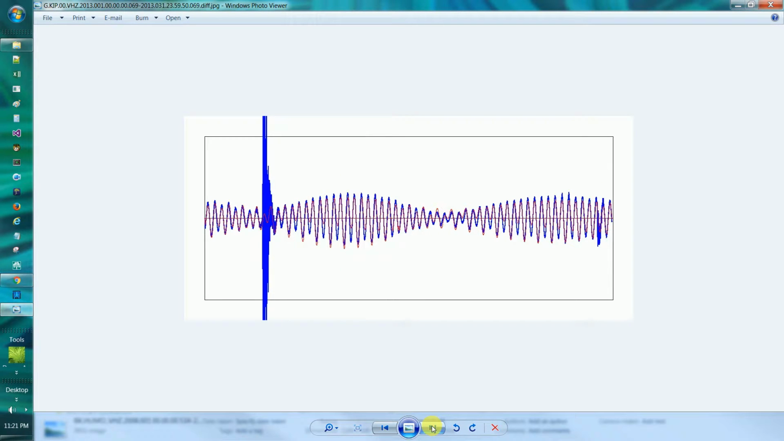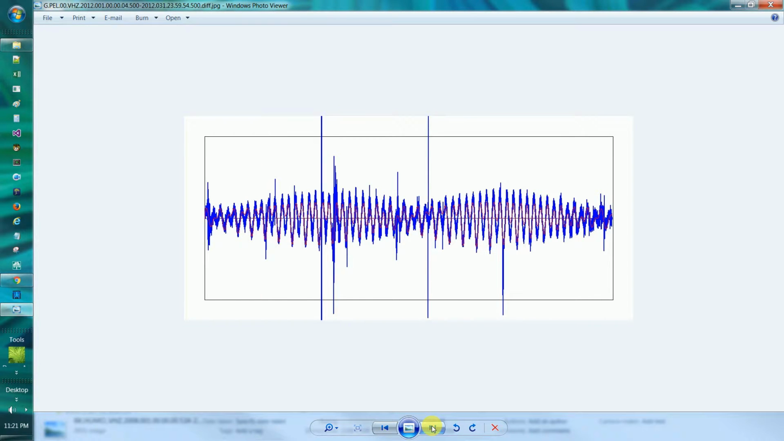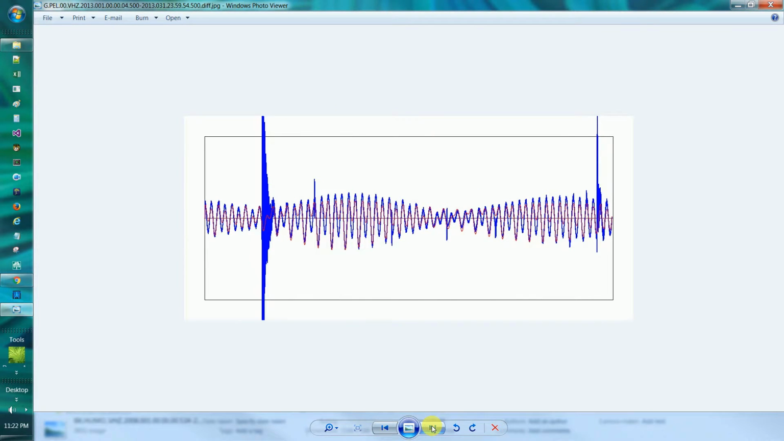Here's one, G.KIP. That was it. Yep. So anyway, this is kind of the process.